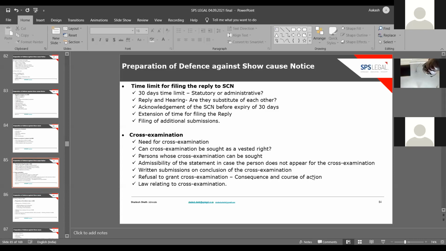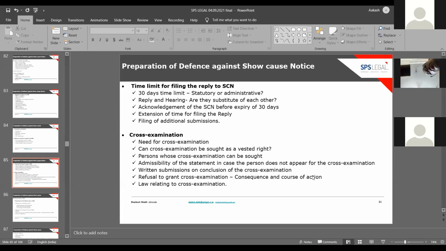There is a 30-day time limit which is given. This is purely an administrative time limit. There is no statutory time limit prescribed for 30 days. Even if the 30-day time limit is not adhered to for any reason, the demand may be for 50,000, or for 5 crore, or for 50 crore, or for 100 crore. In all cases, the SCN will only give the time limit of 30 days. However, if it is possible to file the reply, fine.